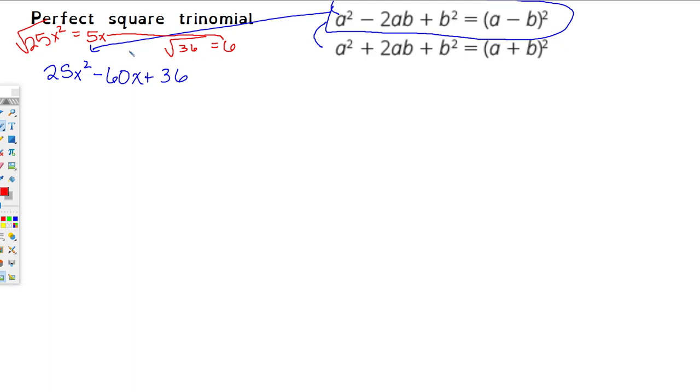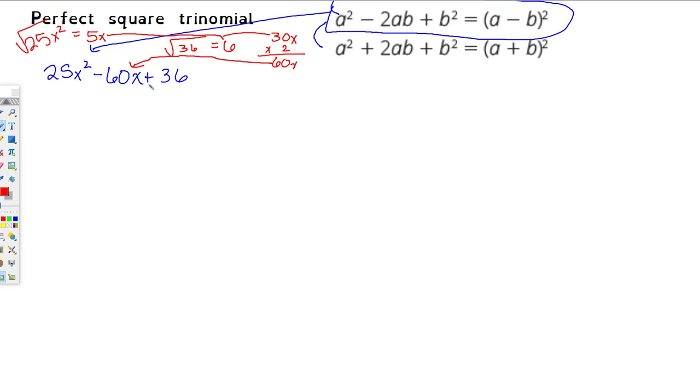5x times 6 is what? 30x. If you double it, does it match the center term? Okay. So you square root the first, square root the last, multiply it together and double it. Should match the center term.